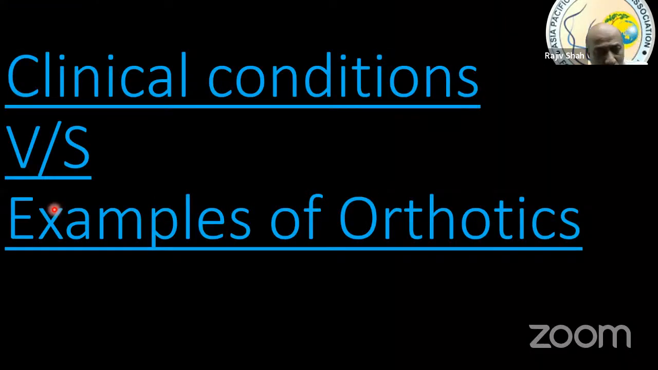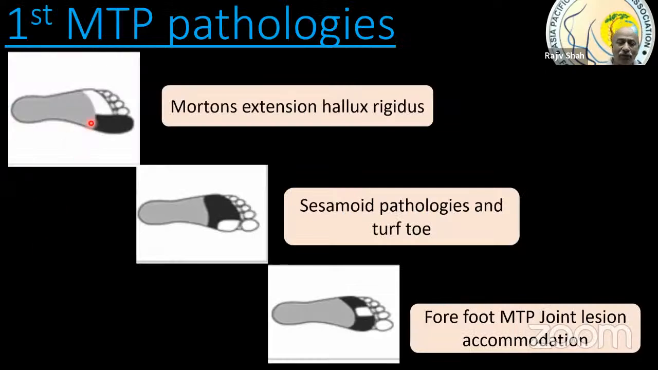Now I'm going to show you some examples of commonly utilized orthotics for clinical conditions. For first metatarsophalangeal joint arthritis, you use Morton's extension. For sesamoid pathologies and turf toe, use this kind of orthotic. And for forefoot MTP joint lesions that you want to accommodate, you can use these, which are the various designs for first MTP pathologies.